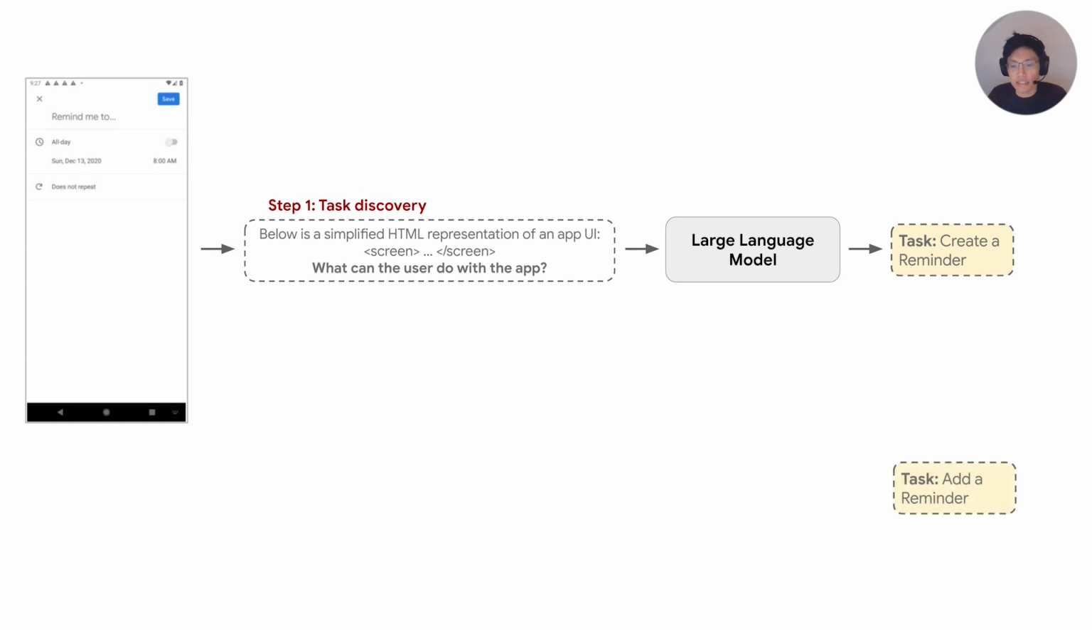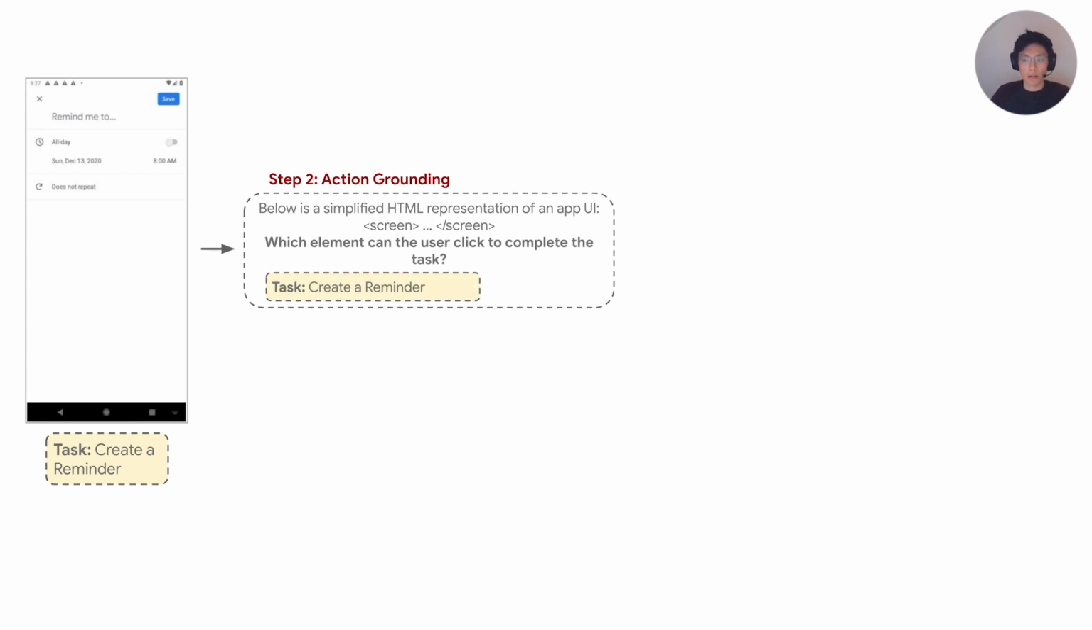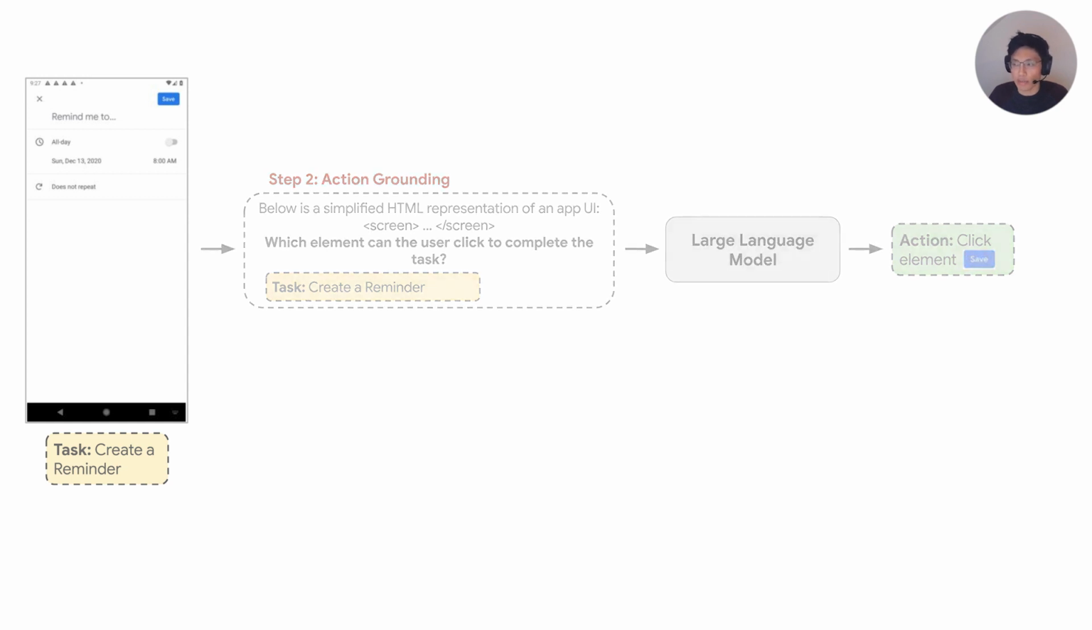We also iteratively deduplicate similar tasks from the same app, which in this case, add a reminder that's extracted from another screen is considered the same task as create a reminder and was removed. Then for each deduplicated task, we ask the LLM to generate the final action that completes the task. In this case, the LLM predicts that the save button needs to be clicked to complete this create a reminder task.